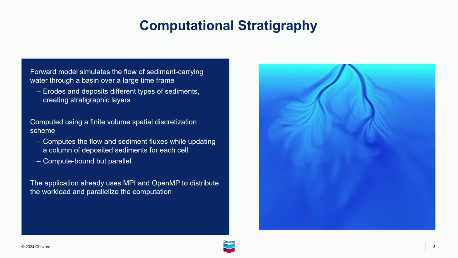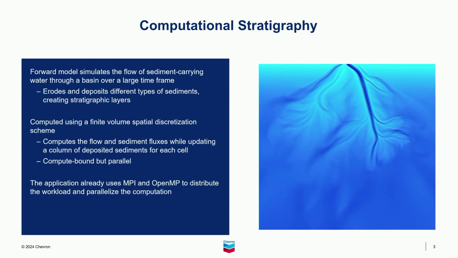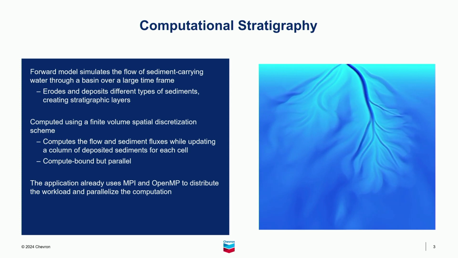This is currently computed using a finite volume spatial discretization scheme, usually in the form of a Cartesian grid. So a lot of these are square or rectangular domains that we can just split up using a Cartesian grid. So this will be familiar to people who've done finite difference work before. It is compute bound, but luckily it's also parallel.